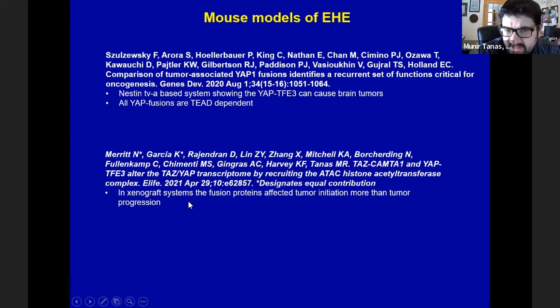We did use these xenograft systems. This is work presented by Keith yesterday, and Nicole Merritt was a postdoc in the lab who also worked on this project with Keith. What they showed is that the xenograft systems, just to recapitulate some of the earlier findings, show that the fusion proteins affected tumor initiation more than tumor progression, which fits with this overall model that we have of the fusion proteins as being necessary and sufficient initiators of EHE pathogenesis.